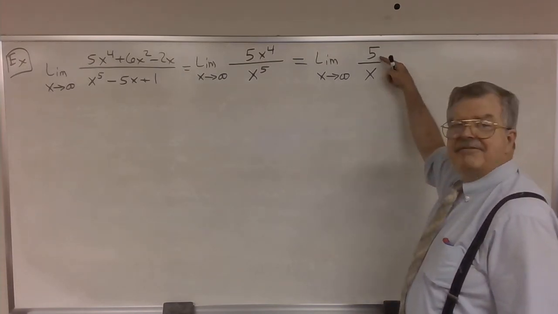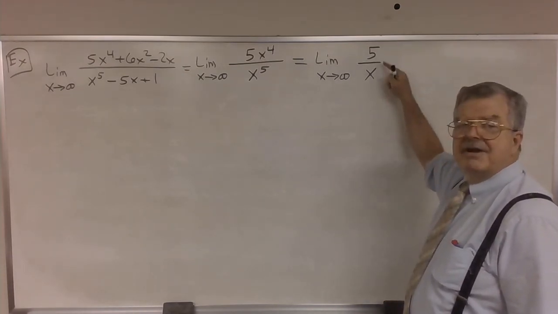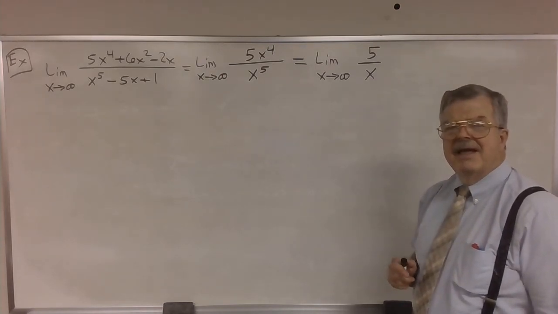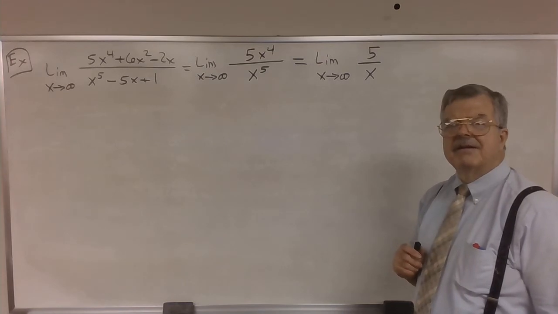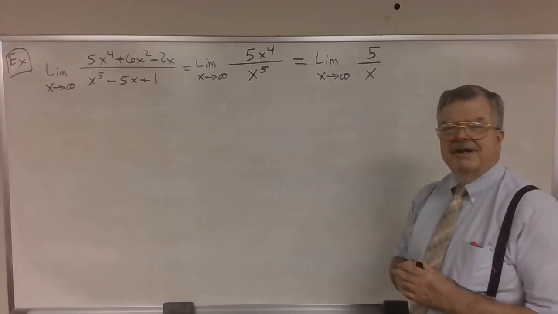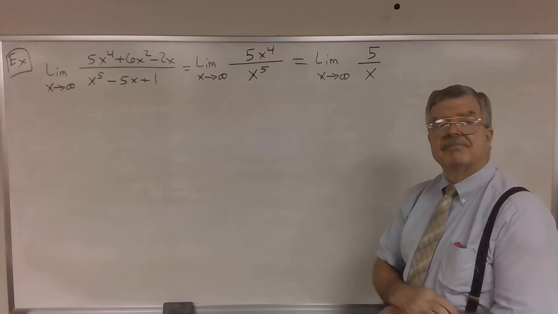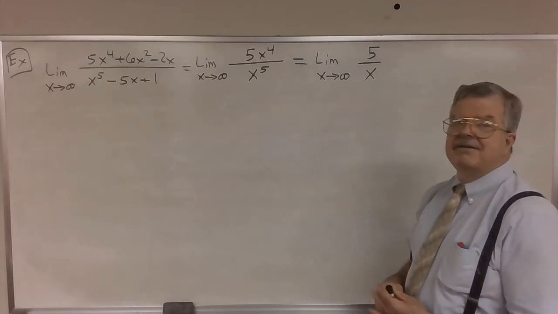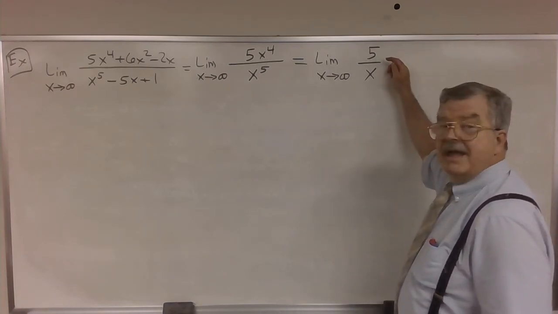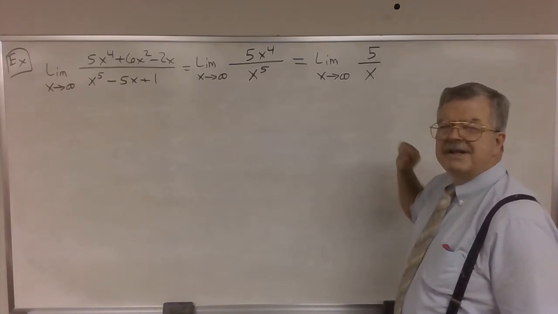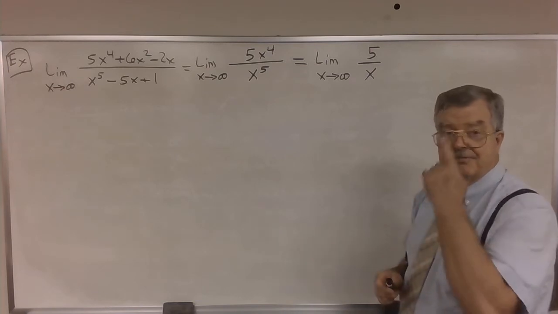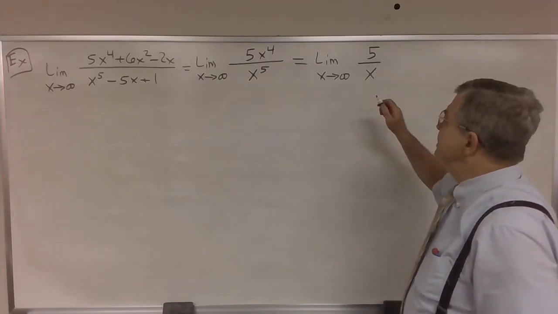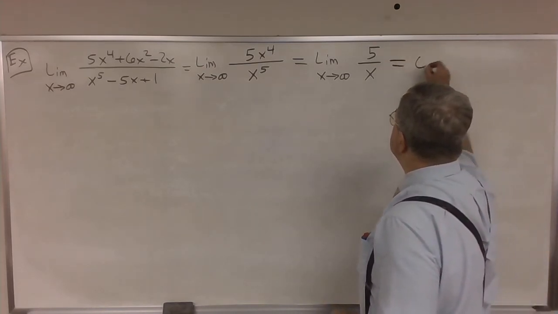If I have 5 pizzas and I have to cut them up in enough pieces to share with 1 million people, how big a piece is each one going to get? Each person's going to get a tiny, tiny, tiny piece. If I divide 5 by 1 million, I get a tiny number. And as x goes to infinity, that tiny number gets smaller and smaller. So, little number divided by big number, that goes to 0.